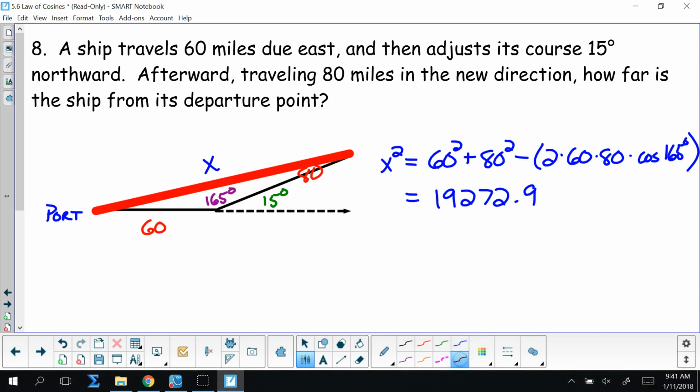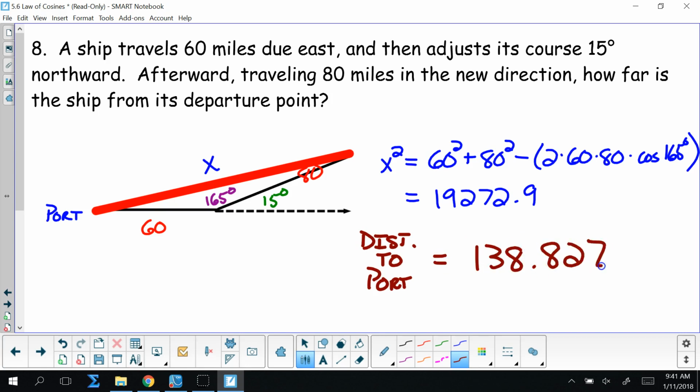So my distance to port is going to be, I get 138.827, and our unit was in miles.